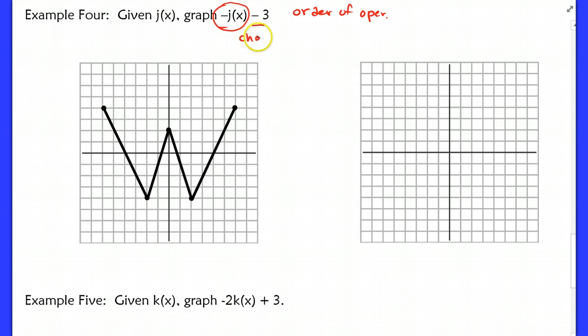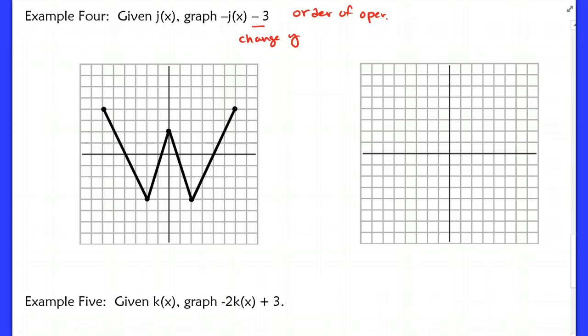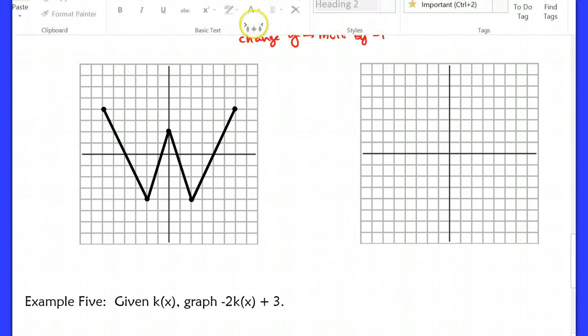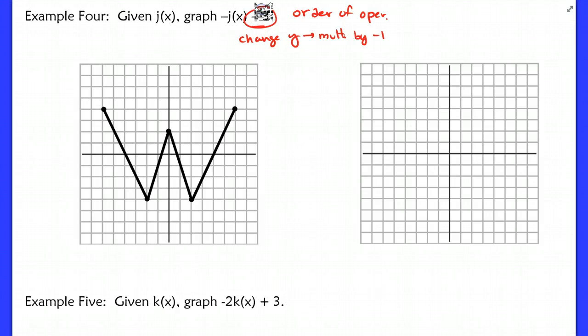So we have a change in the y, right? Because again, this number out in front, it's a negative 1, but it affects the y. Okay, so a change in the y, we're going to multiply the y by negative 1. And we also have another change in the y. This also affects the y coordinate. It subtracts the y by 3. So we're going to subtract 3 from y. Okay, so again, two different effects that happen to the same variable, to the y.